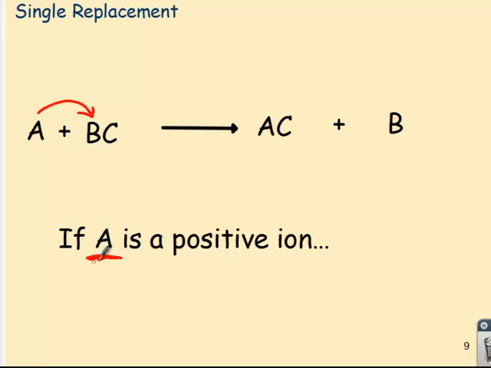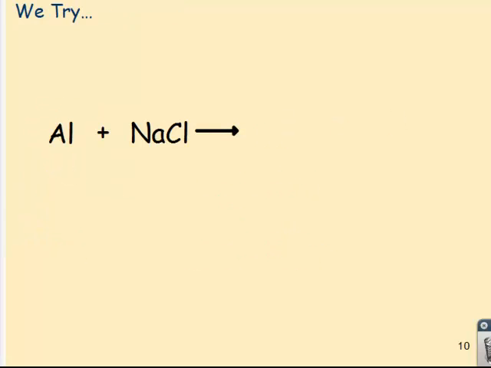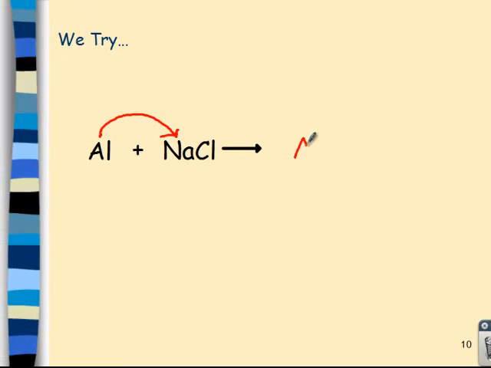Now I have if A is a positive ion. Now remember here it's going to have a charge of 0. But when it forms an ion, it is going to form a positive ion. And so it knocks the other positive ion out of the way. So an example, Al plus NaCl. So Al, element by itself, it's going to knock the Na out of the way. So aluminum replaces sodium. And you get Al with Cl. And now you get Na off by itself.